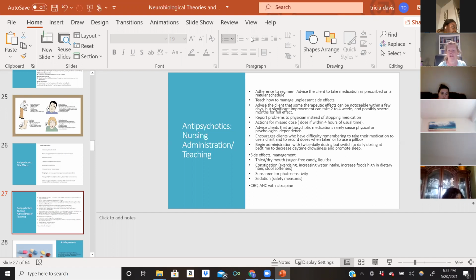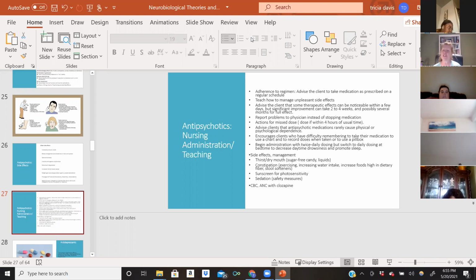We can tell them to have sugar-free candies and drink lots of liquids throughout the day. If they're constipated, some of these medicines do cause constipation. Well, we can do exercise. How will exercise help with constipation? Gravity, apparently. It'll move everything around. Yeah, gravity and motility. It keeps things moving.